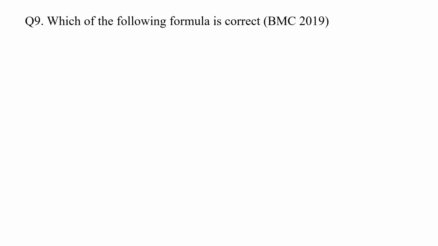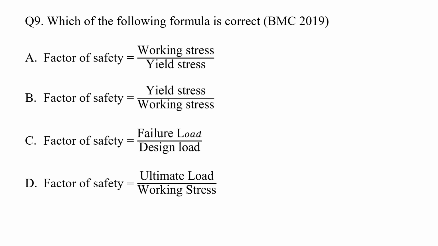Then next question is, which of the formulas is correct? The formula for factor of safety is yield stress divided by working stress. Option B is correct.